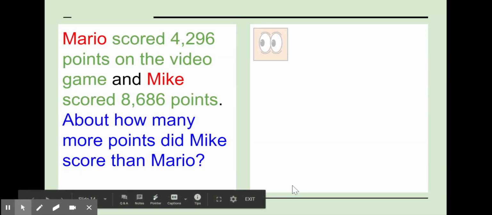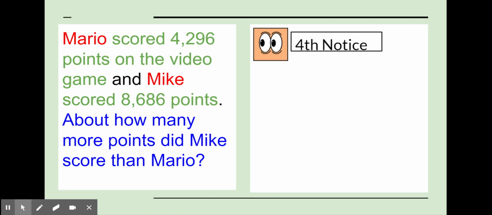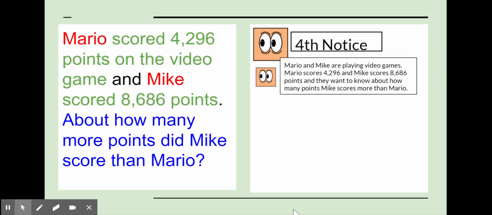Now, on to our fourth and final look or notice. Mario scored 4,296 points on the video game, and Mike scored 8,686 points. About how many more points did Mike score than Mario? In our fourth notice is where we summarize what steps we took to solve the problem. If you're able to explain those steps, then you're able to show how your answer is reasonable. So in our first notice, Mario and Mike are playing video games. Mario scores 4,296 and Mike scores 8,686 points. And they want to know about how many more points Mike scores than Mario.